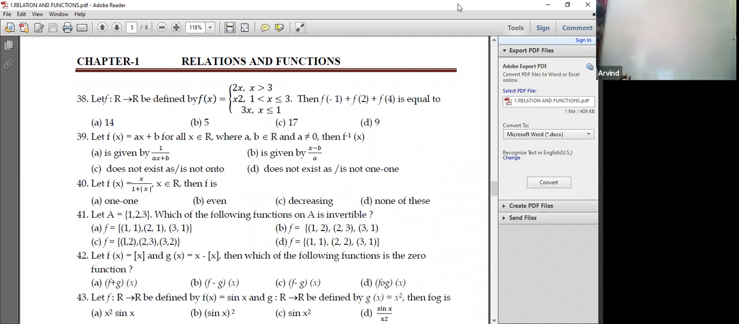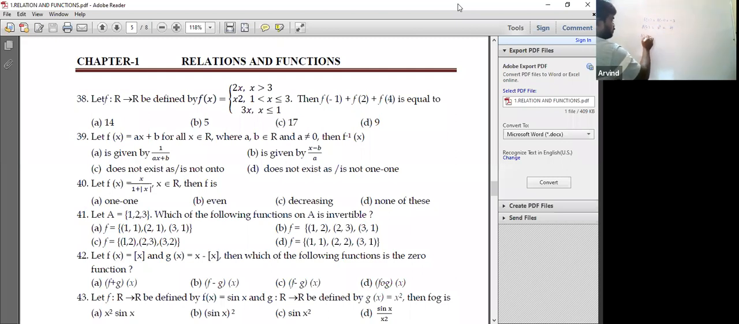So look into the board. f of minus 1. The x value is minus 1, which is less than 1, so the function we take is 3x. 3 into minus 1 is minus 3. Next, f of 2. The x value is 2, so it is between 1 and 3. When it is between 1 and 3, take x square. So 2 square is 4.